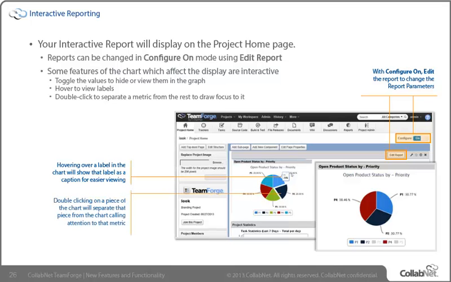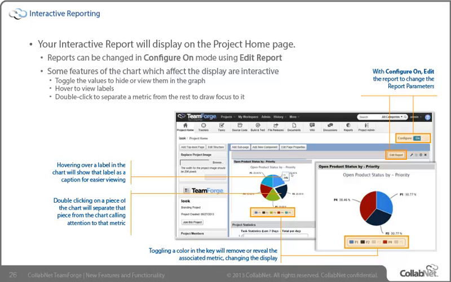When displayed on a project homepage, hovering on a label will bring that label up as a caption. Double-clicking on a pie graph wedge will separate it from the rest of the graph, calling attention to the metric. The keys at the bottom act as a toggle. By clicking on one of the priorities in these keys, you can show or hide those subsets from the graph. You can also remodel the report by changing the reporting criteria to allow you truly interactive reporting.